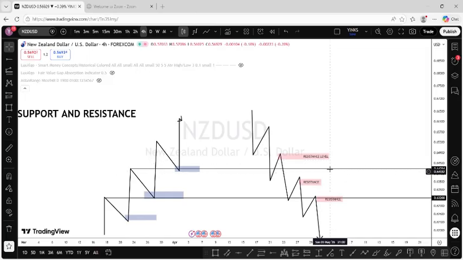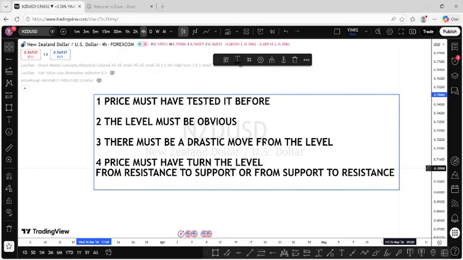What are the criteria to identify a key level support, either from a range or any of the structures? Now, let's list it out. Now, you can see the criteria we need to identify a valid key level resistance or a key level support. First, price must have tested it before, which means it must have been tested before, right? Now, the level must be obvious, which means you must see it clearly that this is a resistance level or this is a support level.